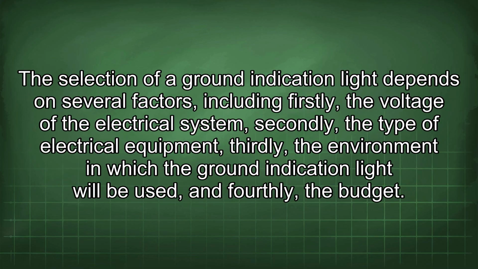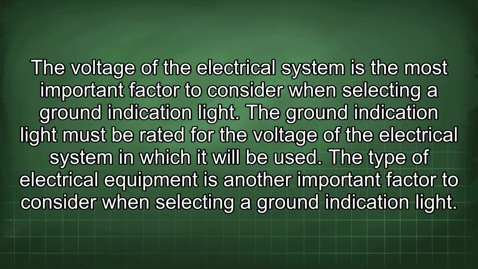The selection of a ground indication light depends on several factors, including firstly, the voltage of the electrical system. Secondly, the type of electrical equipment. Thirdly, the environment in which the ground indication light will be used. And fourthly, the budget.